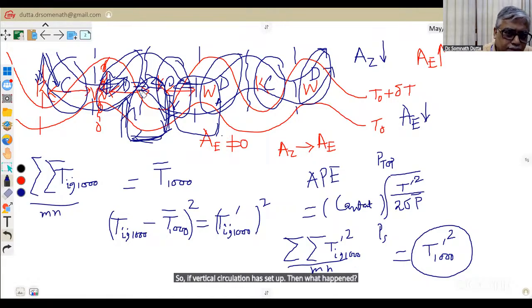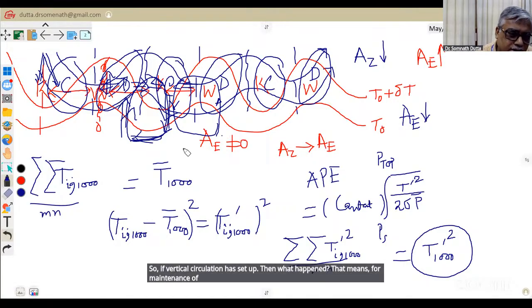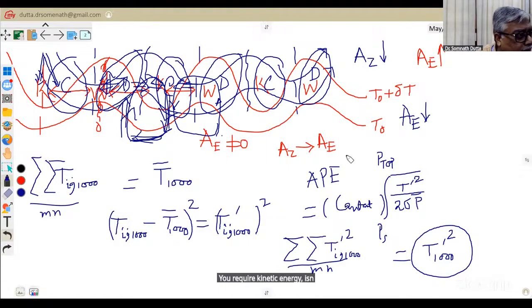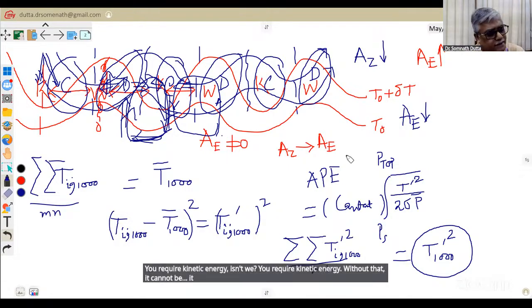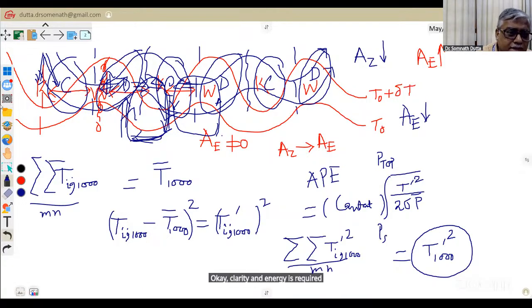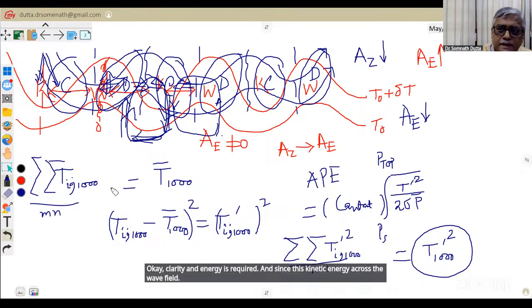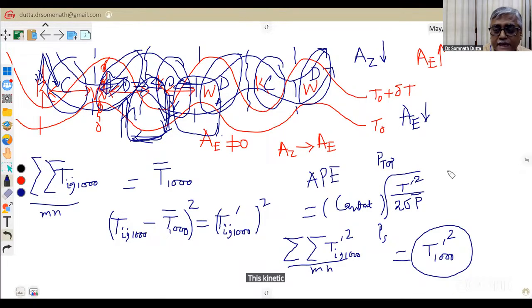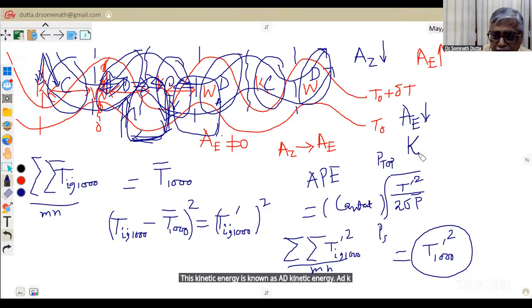That means for generation and maintenance of this vertical circulation, you require kinetic energy, isn't it? Without that, it cannot be generated and it cannot be maintained. Okay, kinetic energy is required. And since this kinetic energy is across the wave field, this kinetic energy is known as eddy kinetic energy. Eddy kinetic energy. And let us denote it by Ke.